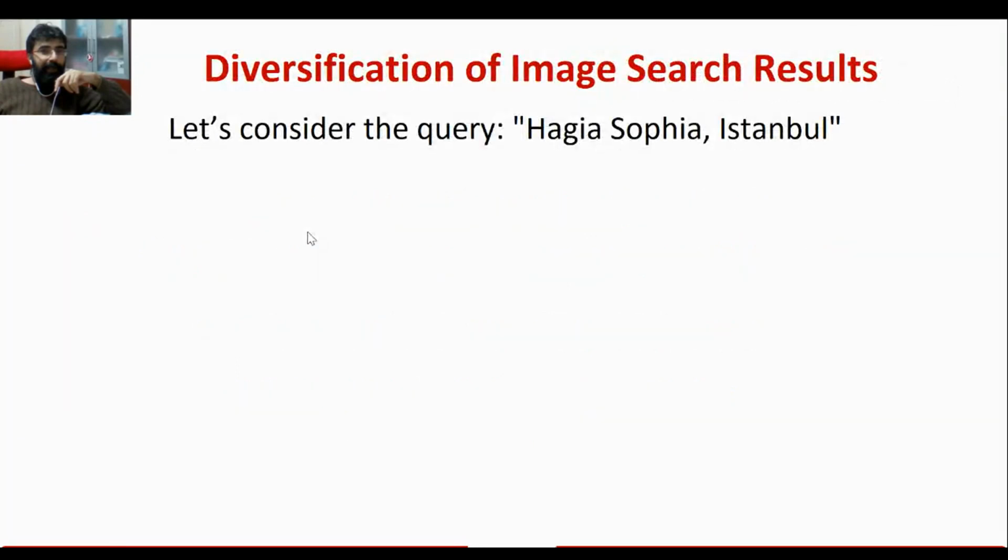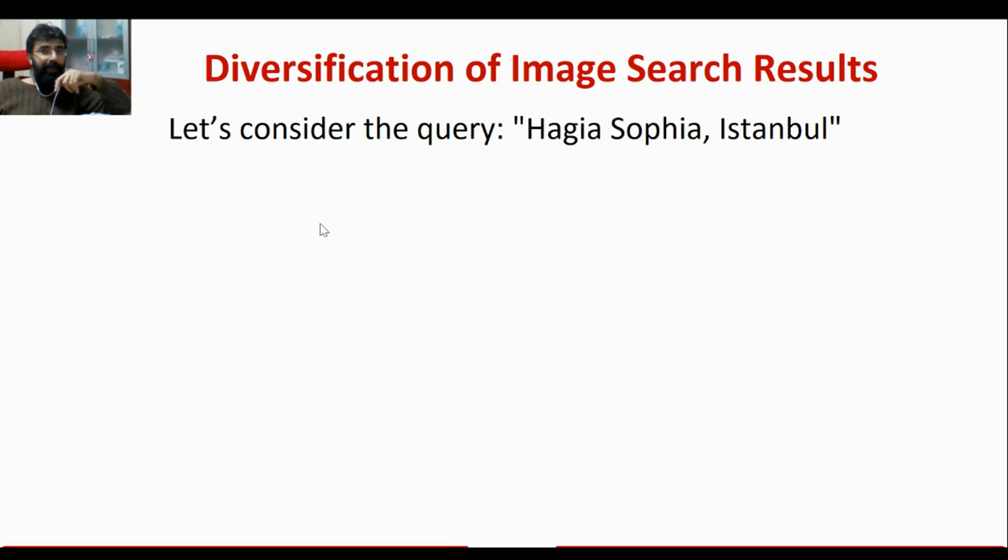So search result diversification is a well-known problem, and in the context of image search, there are even more exciting directions, as the diversification is not only conducted with respect to the topical dimension, but it can also be done considering the visual properties of the images.